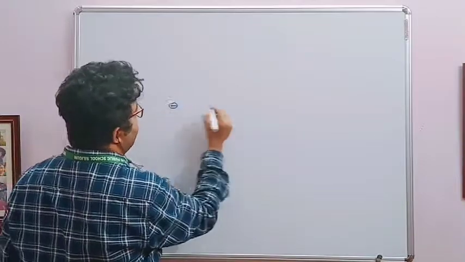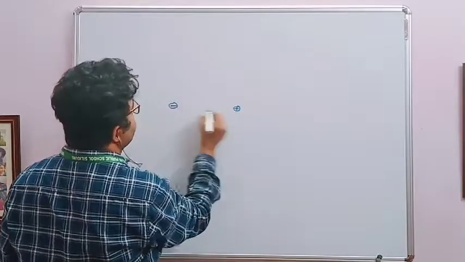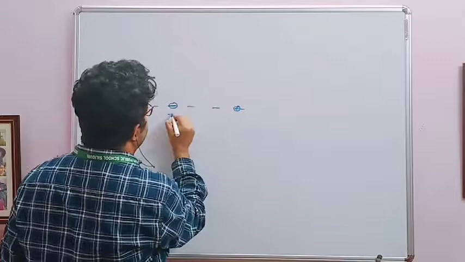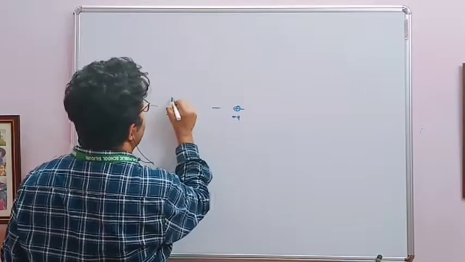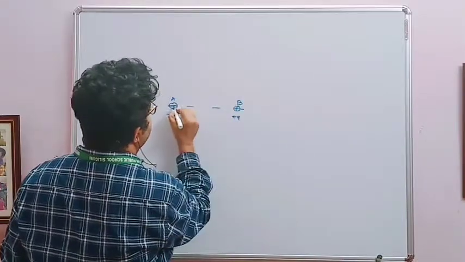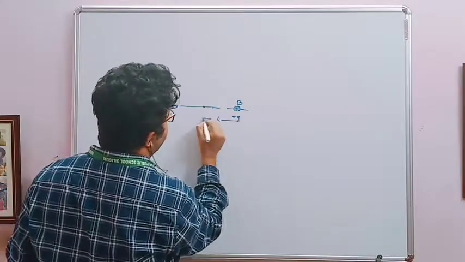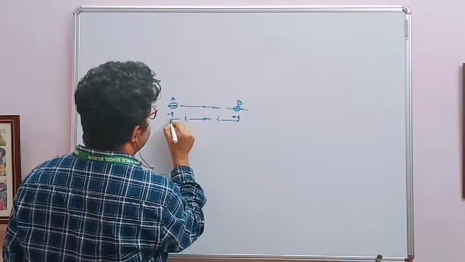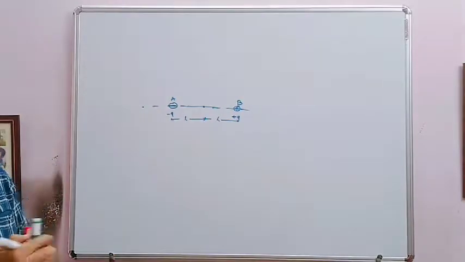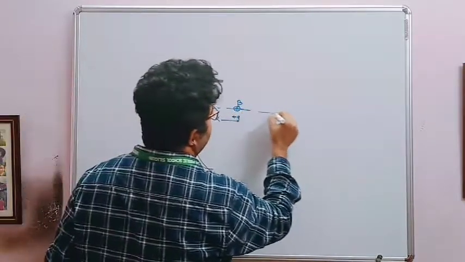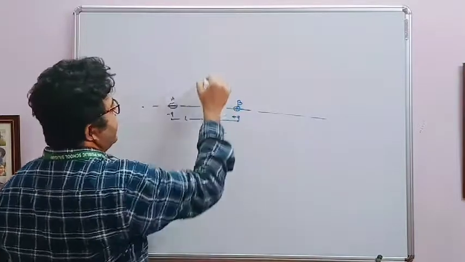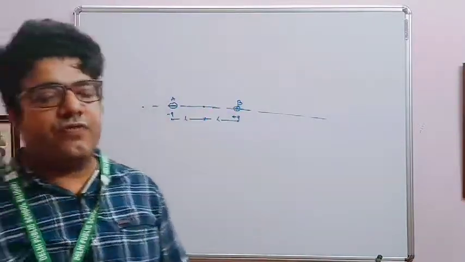This one is a dipole: two charged particles, negative and positive. You can mention them as A and B, separated by a very small distance. Let this one be L, this one is also L, and this one is also L. We know this line is called the axial line and this line is called the equatorial line.